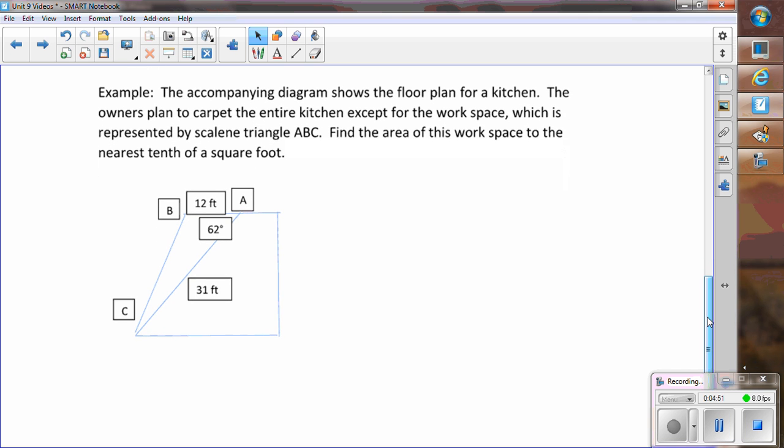So our example here is: the accompanying diagram shows a floor plan for a kitchen. The owners plan to carpet the entire kitchen except for the workspace, which is represented by triangle ABC. Find the area of this workspace to the nearest tenth of a square foot. So let's just talk about what basic steps you need to solve any of these problems in this unit. Okay, so I'm going to just come up with a list.